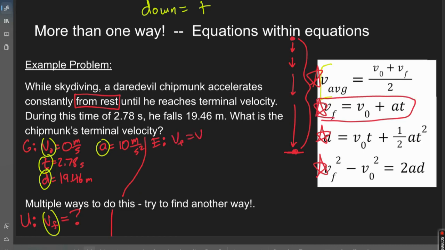So V final equals V naught plus AT. That's our equation. So when we substitute, V final is equal to 0 plus 10 times the time of 2.78 seconds. When we solve this, V final is 27.8 meters per second. And I'll just tell you right now, 27.8 meters per second is about 55 miles per hour. It's just about double. So yeah, that makes sense for a chipmunk just falling through the air.